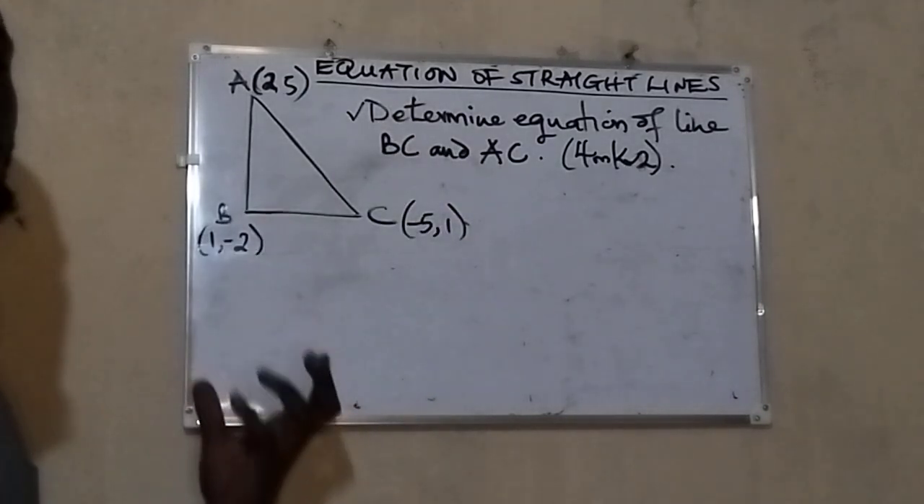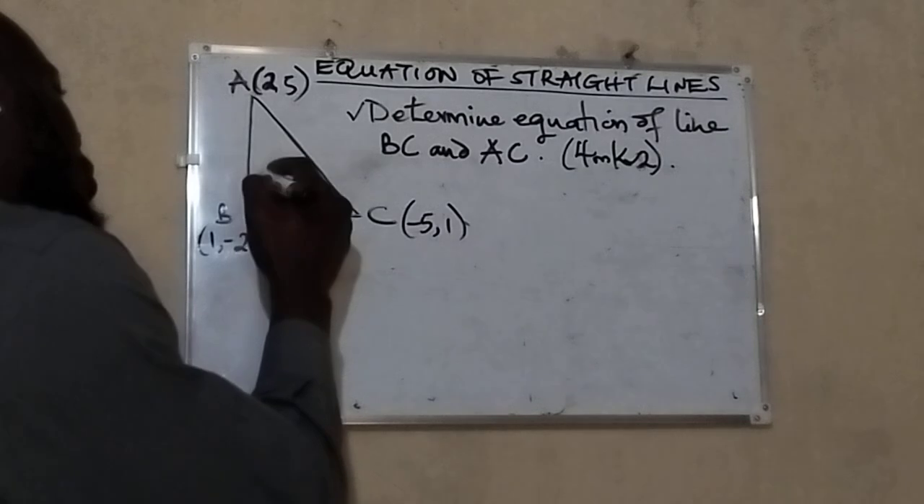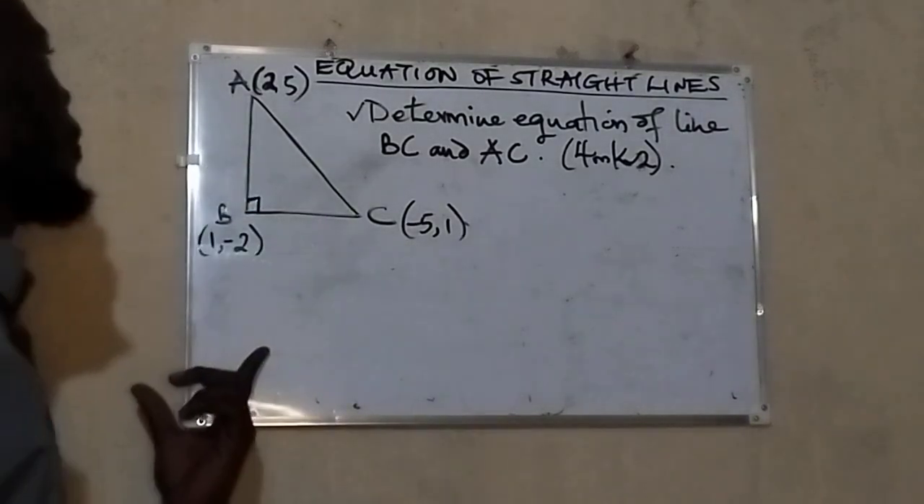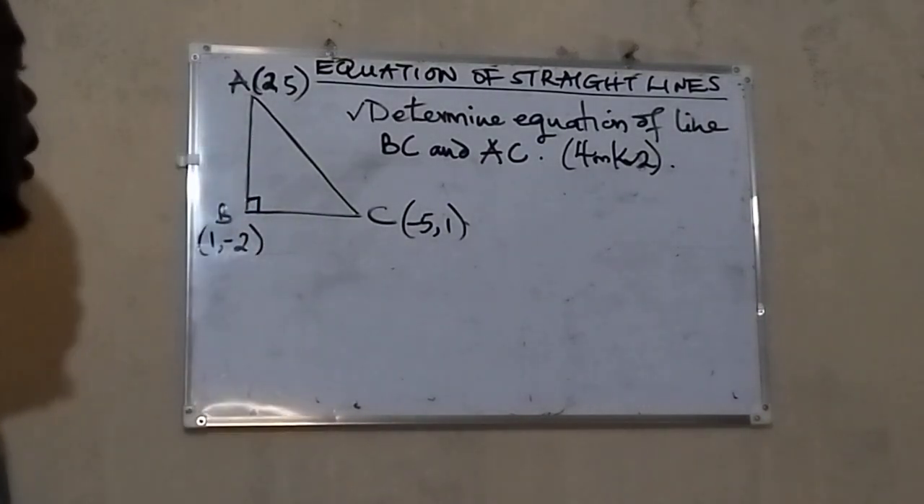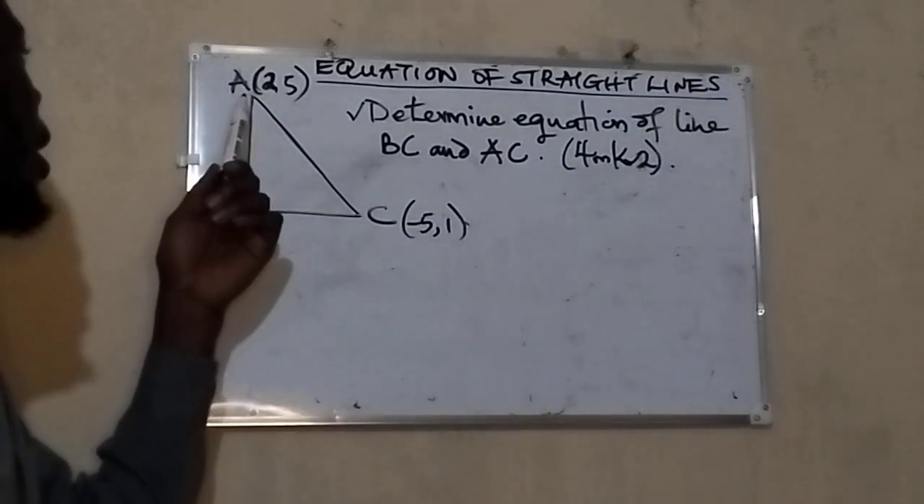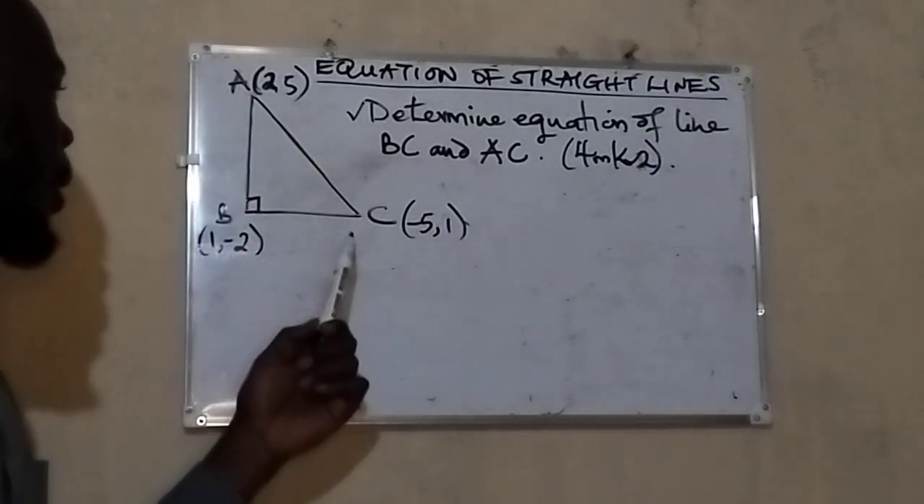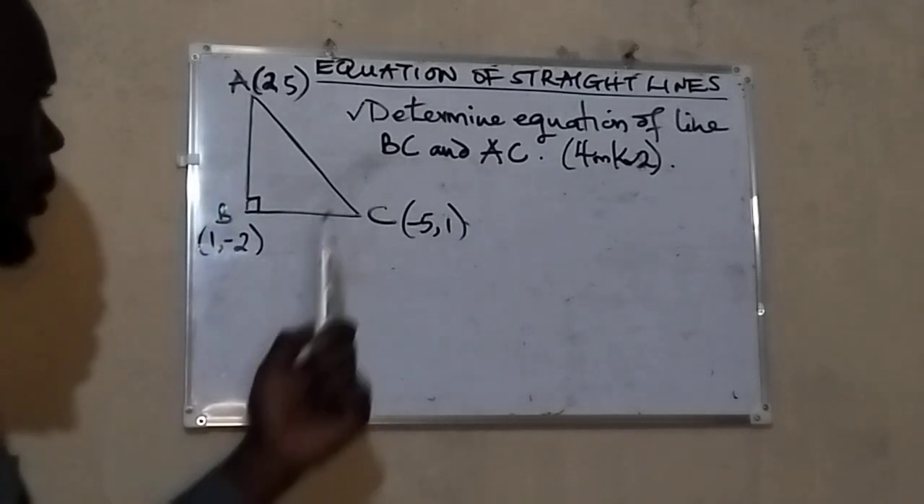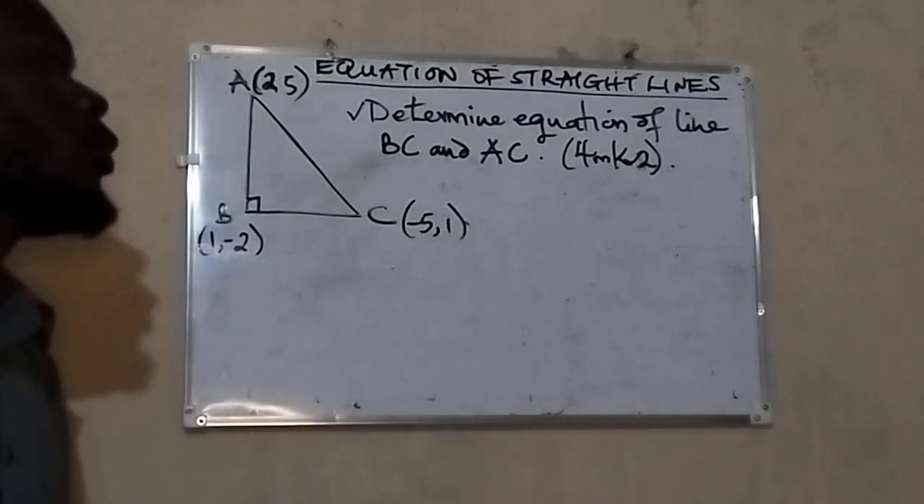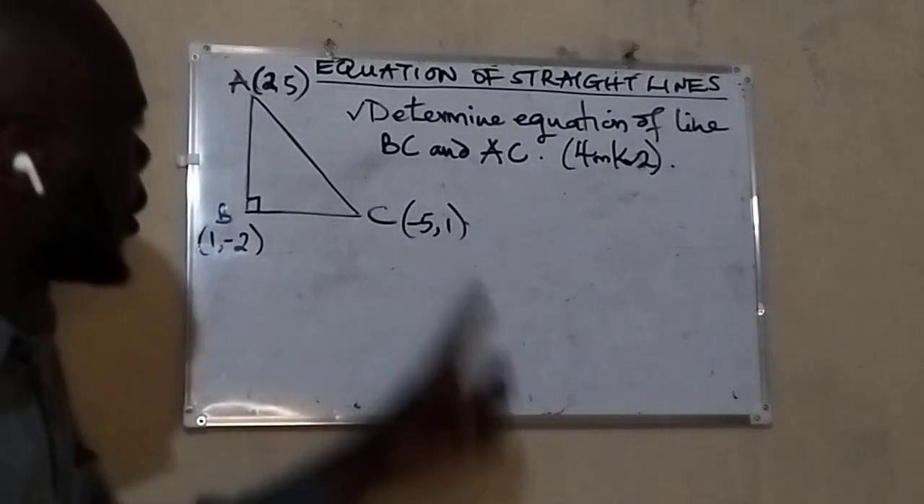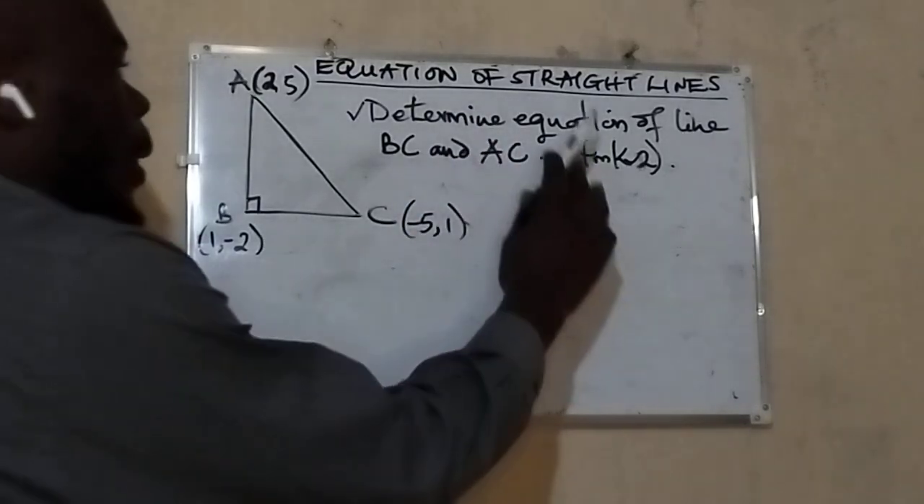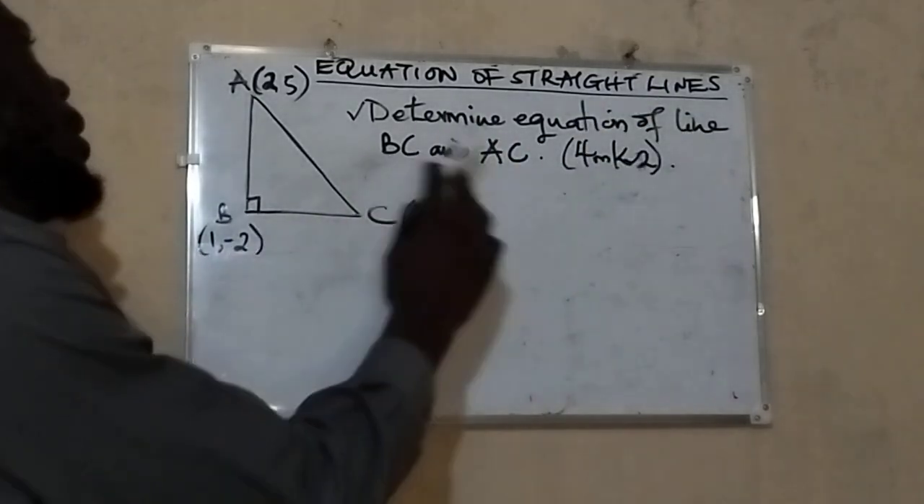So you are given a right angle triangle, ABC. The vertices A, B, and C have coordinates: A is (2, 5), B is (1, -2), and C is (-5, 1). The question is: determine the equation of line BC and AC.